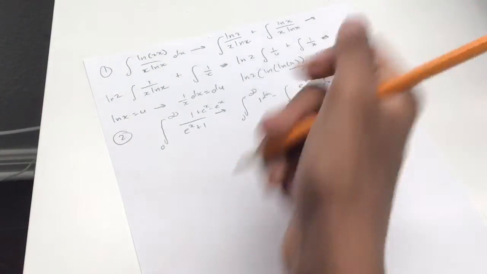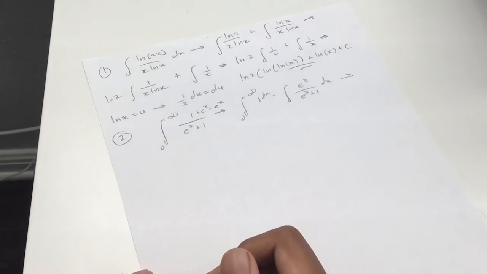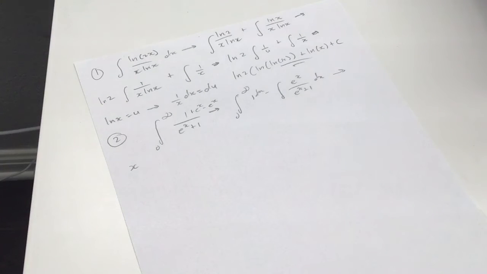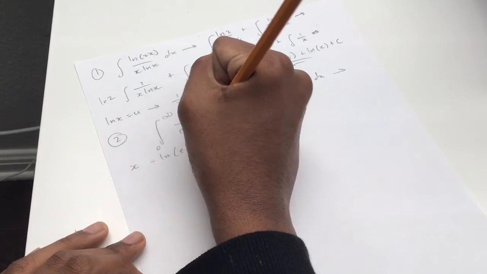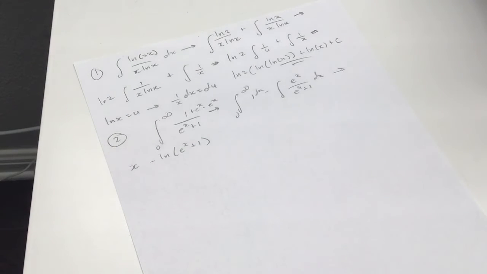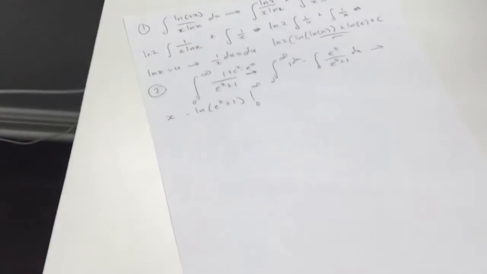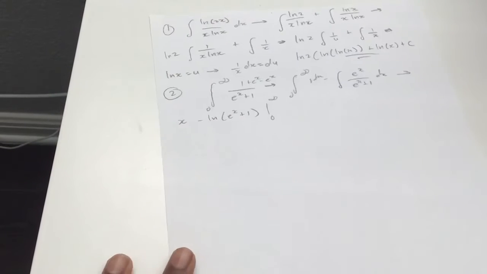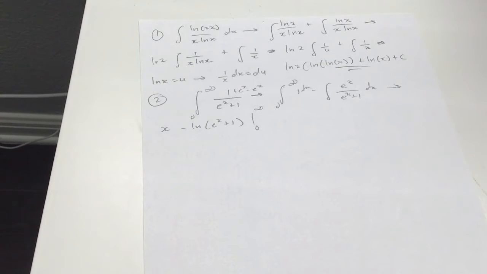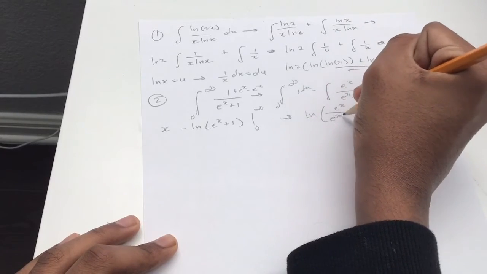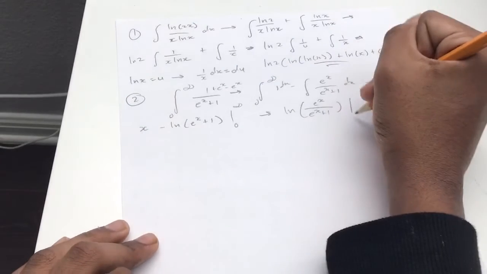Correct? So now we can just integrate this. The integral of 1 is obviously x. And then the integral of e to the power of x over e to the power of x plus 1 is minus ln of e to the power of x plus 1, right? Okay, so now if we just evaluate it with our bounds, we run into an error because it becomes indeterminate. Therefore, we have to express x in terms of ln. We know x is ln e to the power of x, right? So we can combine this to ln of e to the power of x over e to the power of x plus 1, evaluated from 0 to infinity.